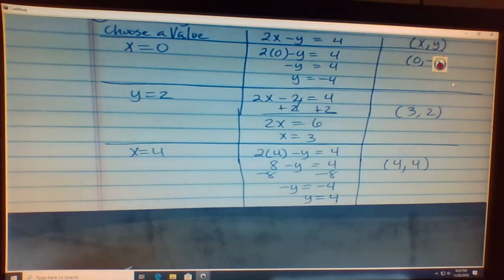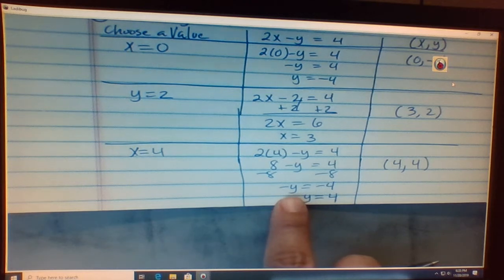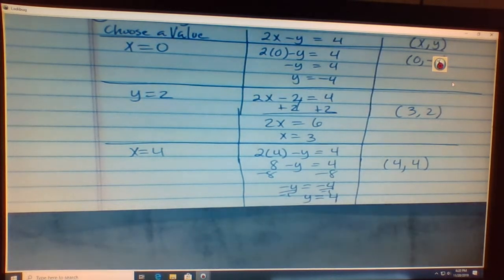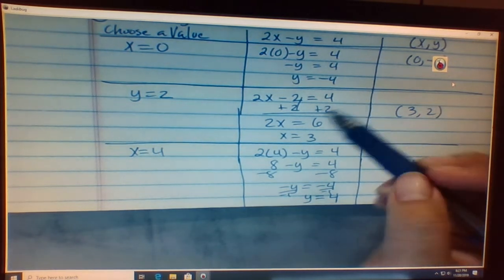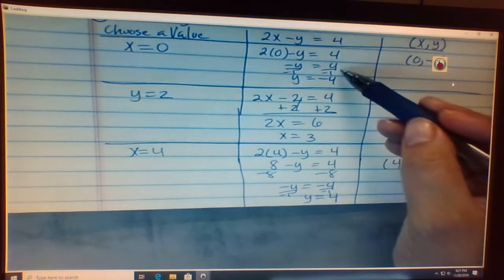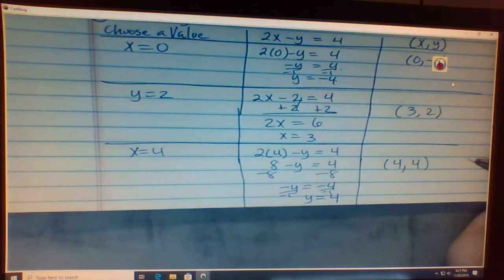What happened? You find your mistake? I'm confused. If it's negative y equals 4, you still have to divide by a negative 1 on both sides, because you can't have a negative. You're looking for a positive y. So the same thing here. I divided by a negative 1, divided by a negative 1, and that's how I got a negative 4. Okay, so that may be where we made mistakes.